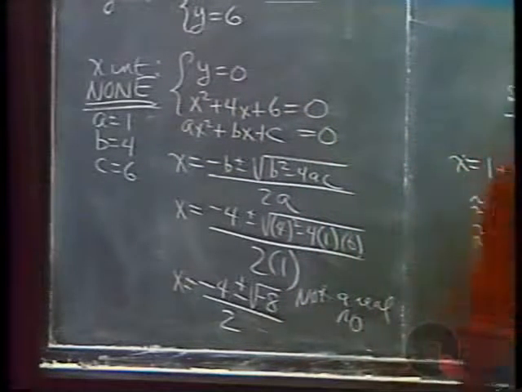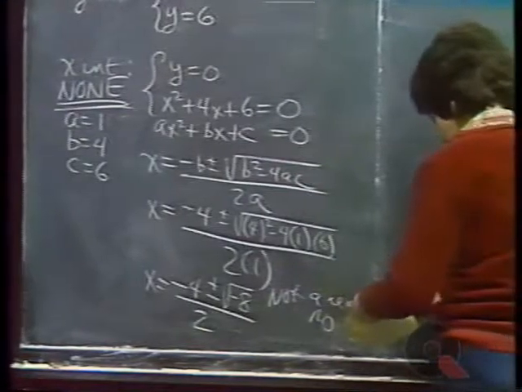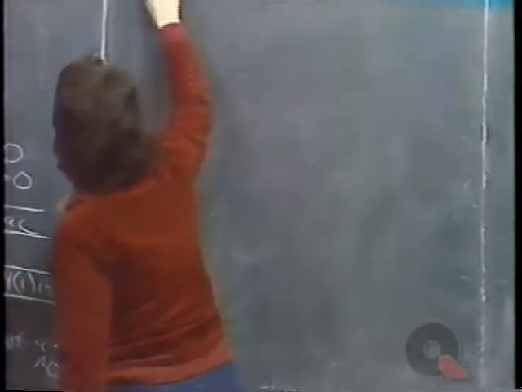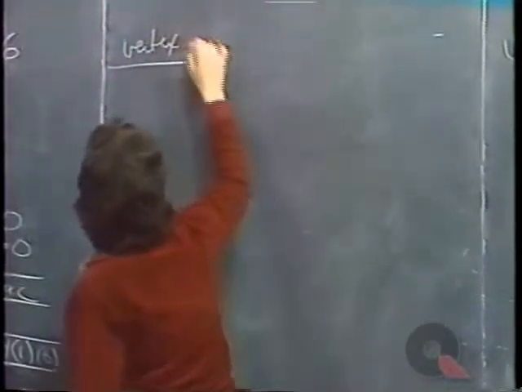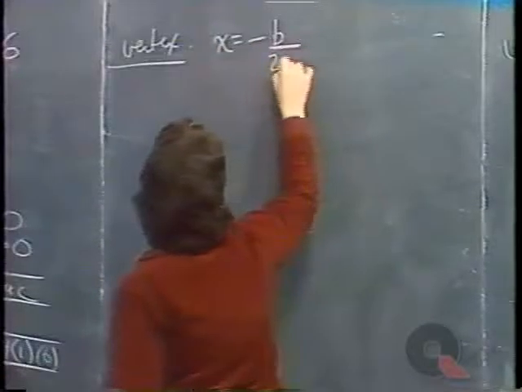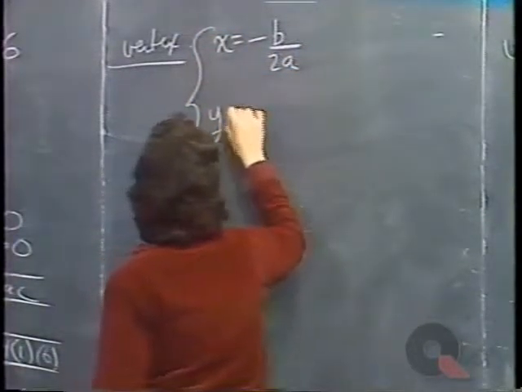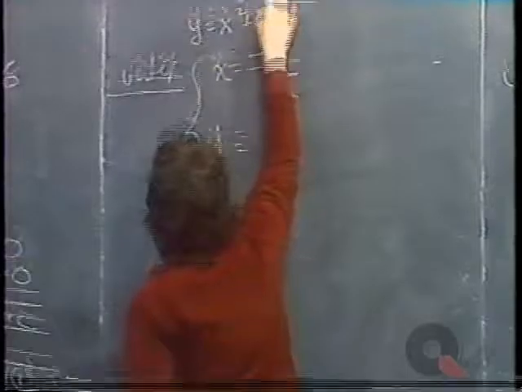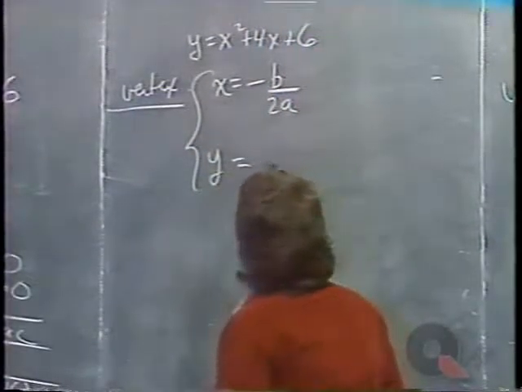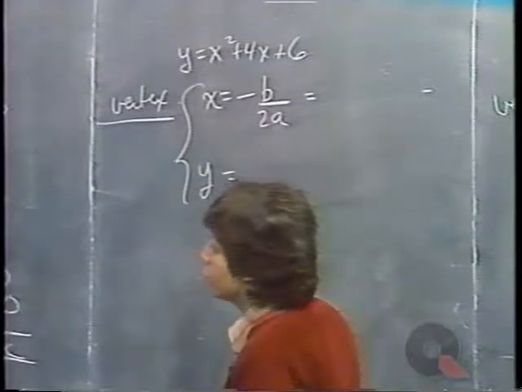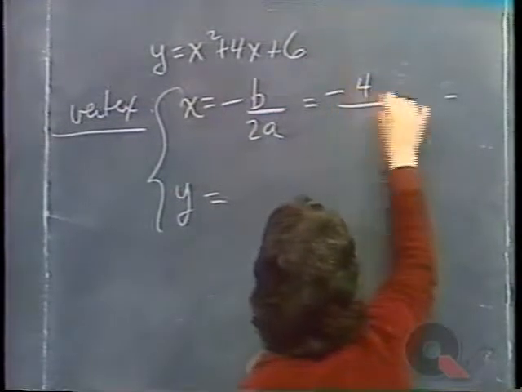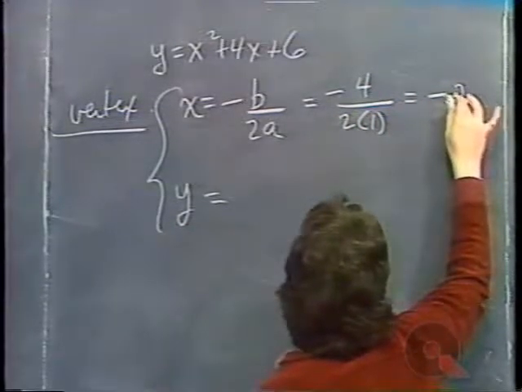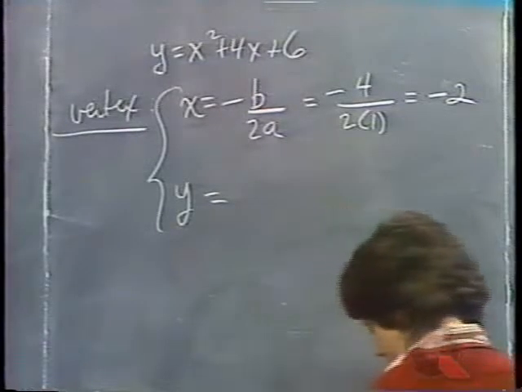Let us get the coordinates of the vertex of the parabola. The x-coordinate is given by minus b over 2a, and the y-coordinate is found by substituting that into the equation y equals x squared plus 4x plus 6. So, in this problem, we know b is equal to 4. So we get minus 4 over 2 times a. a is equal to 1, and we get minus 2 for the x-coordinate of the vertex.